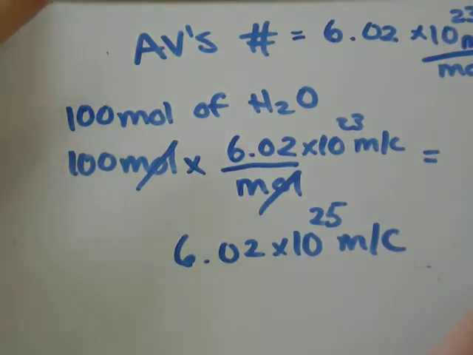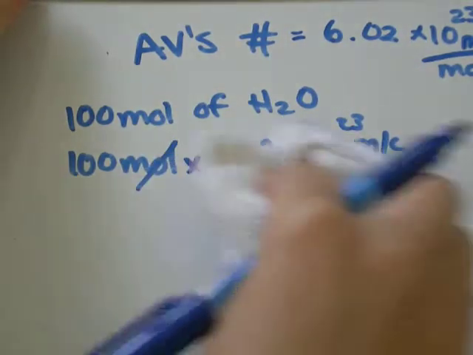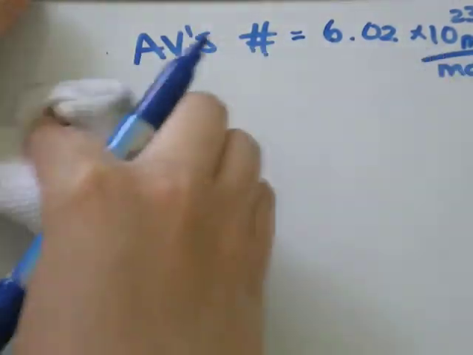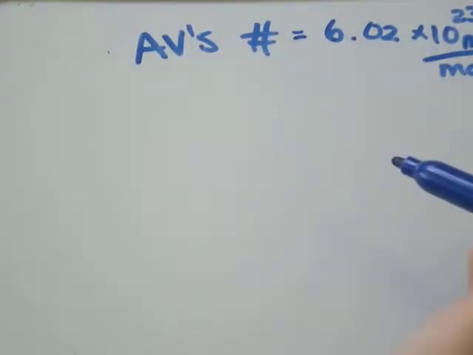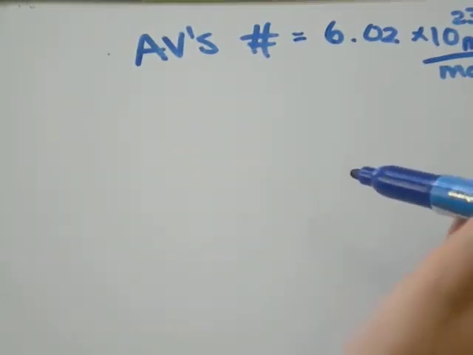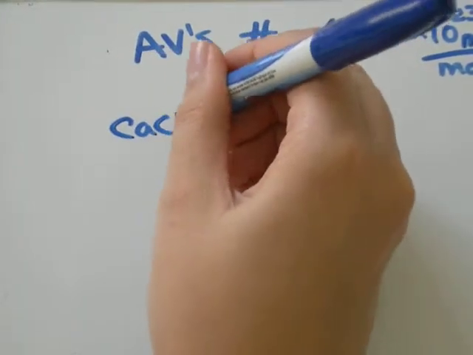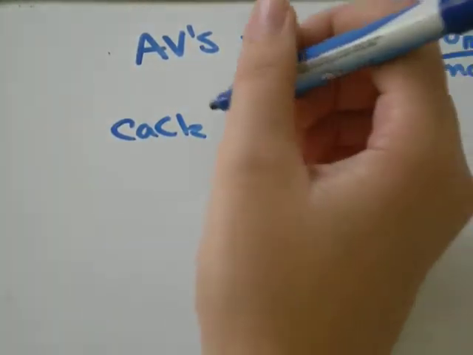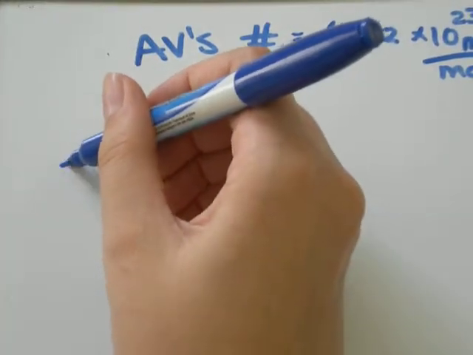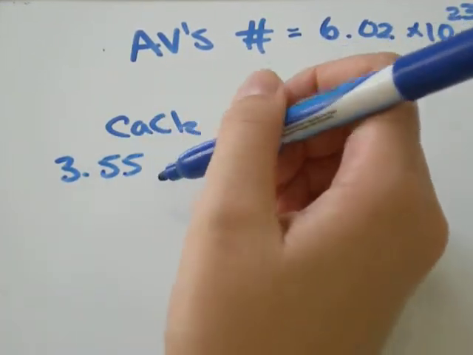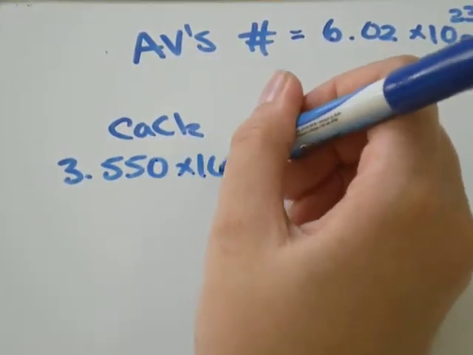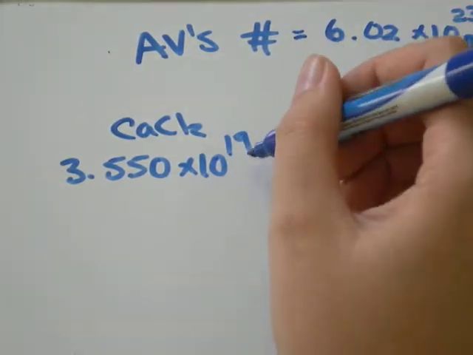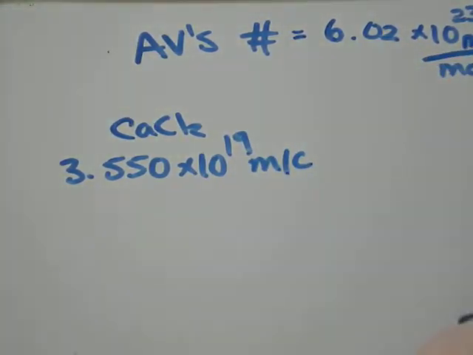Let's do one where we go the other way. We still use Avogadro's number for doing sort of the reverse, taking the number of particles and converting it to moles. So we have CaCl2, and we have 3.550 times 10 to the 19 molecules of that, and we want to know how many moles we have.